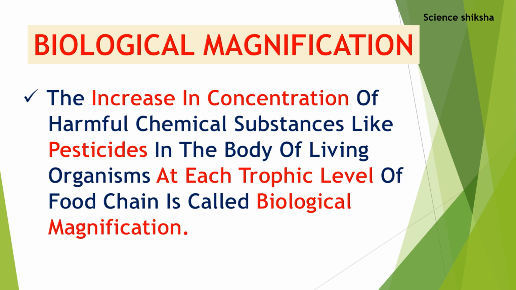Now, biological magnification. The increase in concentration of harmful chemical substances like pesticides in the body of living organisms at each trophic level of the food chain is called biological magnification. Pesticides are poisonous chemical substances which are sprayed over the crop plants to protect them from pests and diseases.